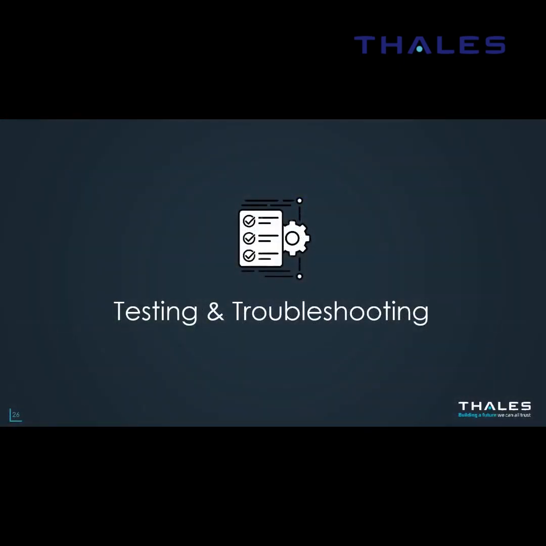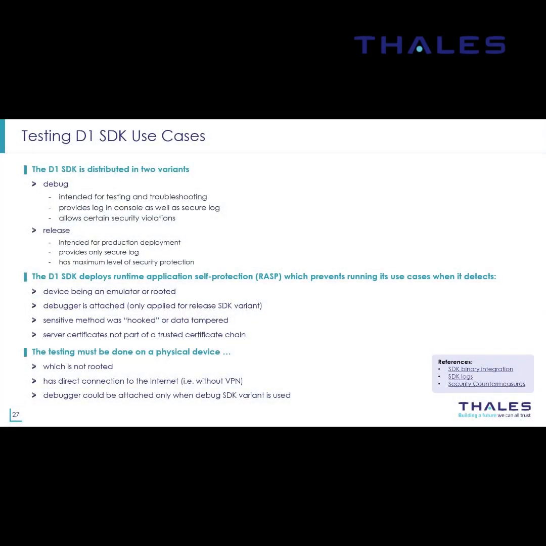Testing and troubleshooting. Testing the D1 SDK use cases. The D1 SDK is available in two variants: debug and release. You can use the debug version for testing and troubleshooting. It gives you the opportunity to observe local logs in console or secure log. It ignores certain security violations too. The release version is intended only for production deployment and provides only secure log. All security protections are applied here.